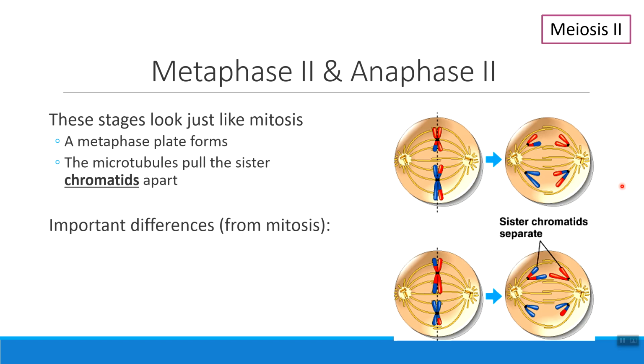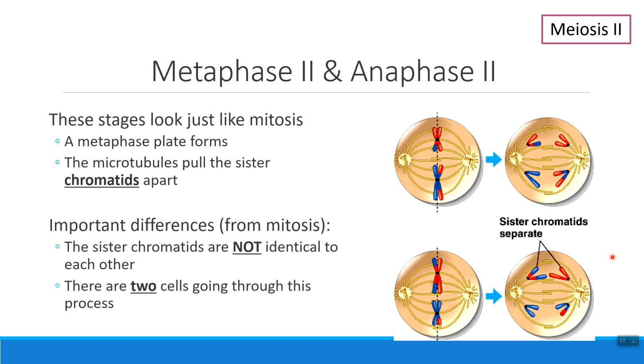But an important note about what makes these different from each other: the chromatids that we're pulling apart don't match each other identically. They're not the exact same like they were when we did the process of mitosis. We also have 2 cells doing this, hence the 2 pictures here, as opposed to just 1.